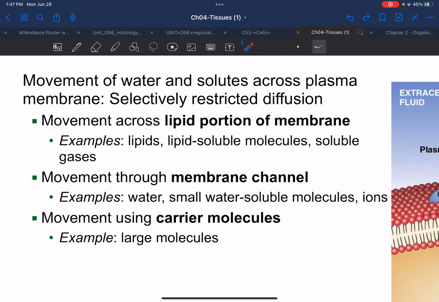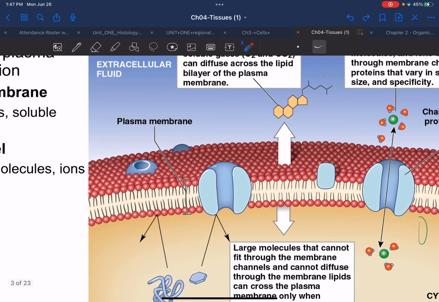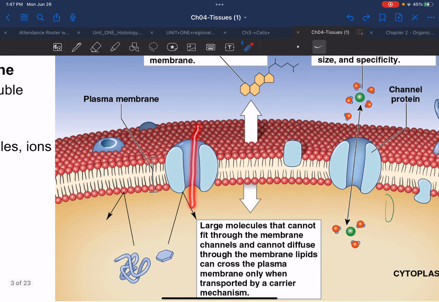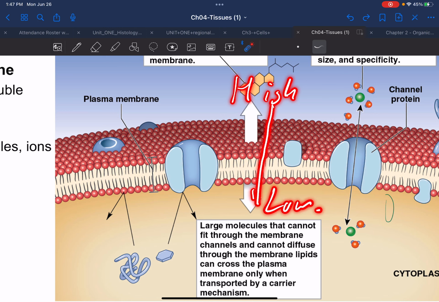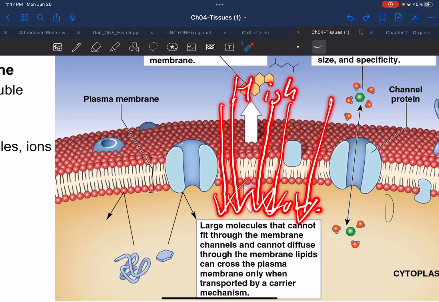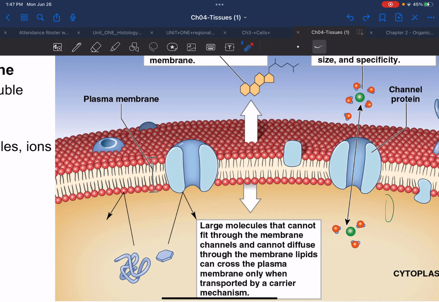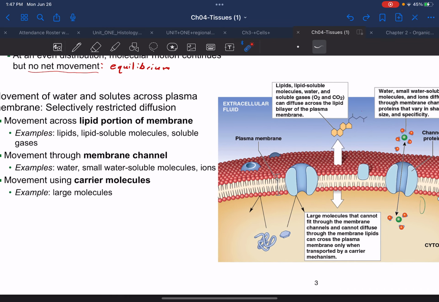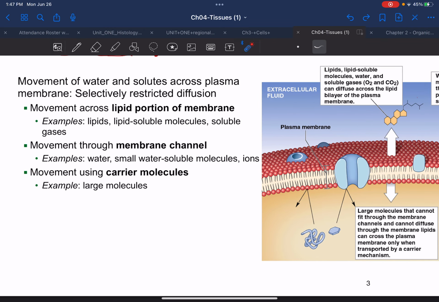And so we see that some molecules can diffuse just directly through the plasma membrane. They don't need a little opening. They can just go from high to low, moving through the membrane. And they're going to try to reach equilibrium eventually, if there are enough molecules, until there's no net movement. But otherwise, they can diffuse through the membrane. So that's a form of movement that we see, or a form of diffusion.